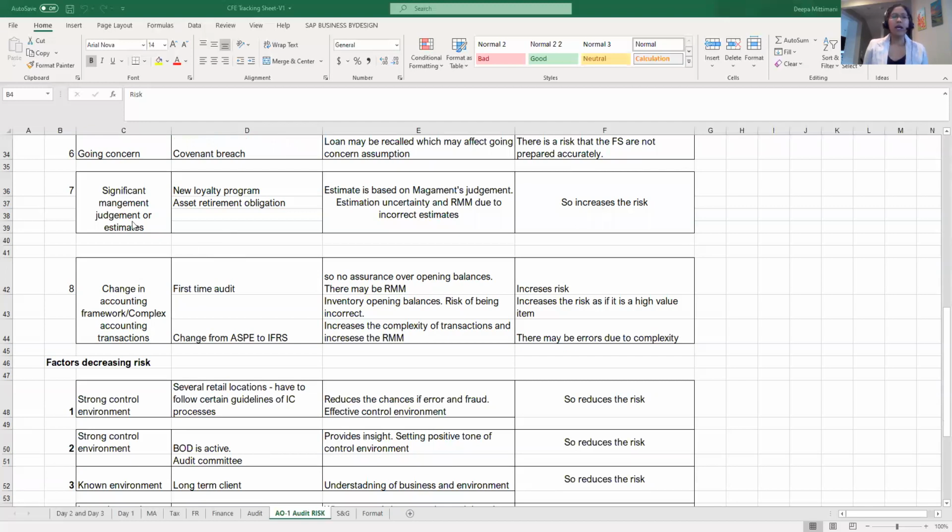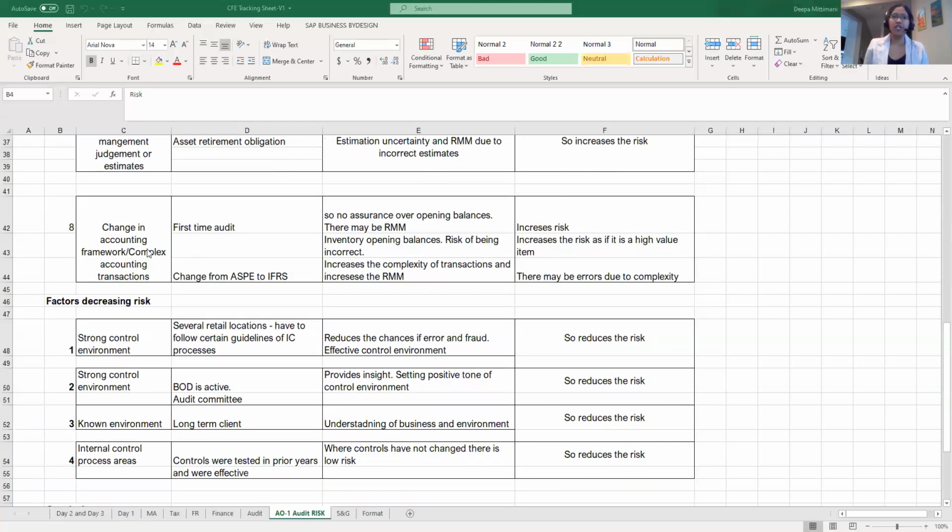Then significant management judgment or estimates. So if there is an asset retirement obligation or a new loyalty program that is launched, which is not yet established, and management has given an estimate, but it is dependent on their judgment. So if the amount is big, and it would be material, if anything changes, then it is going to affect your financial statements. So it increases the risk.